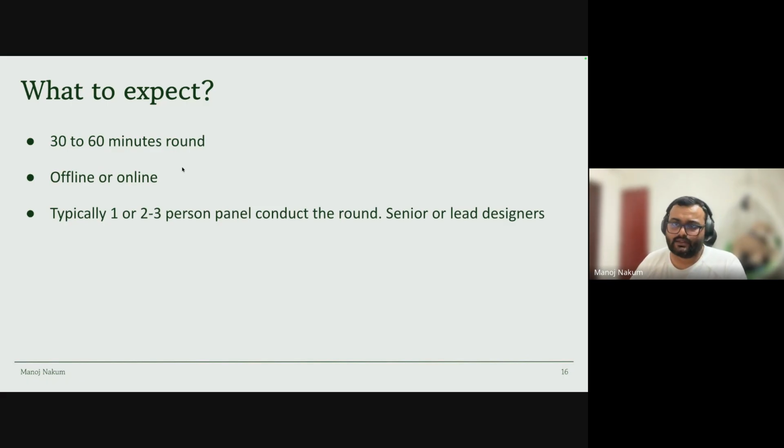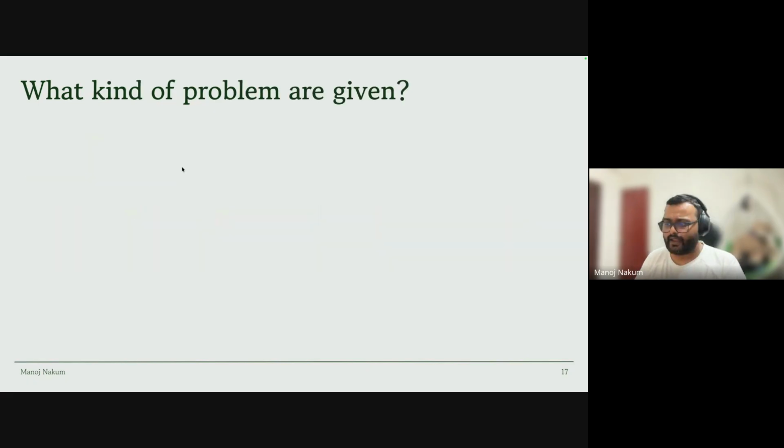Typically, this is the round where it might be one person if it is online, but if it is in an office, it might be a panel as well, two or three people. Okay, and generally it will be a senior or lead designer. And what kind of challenge will come in this round?